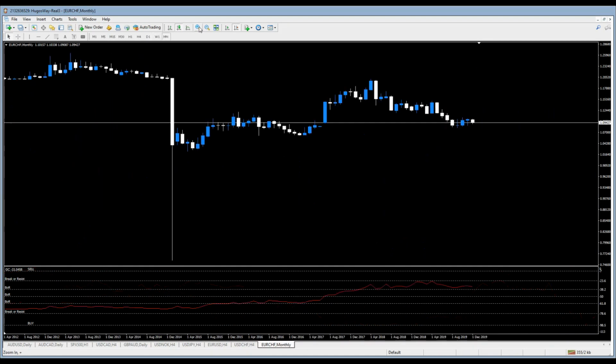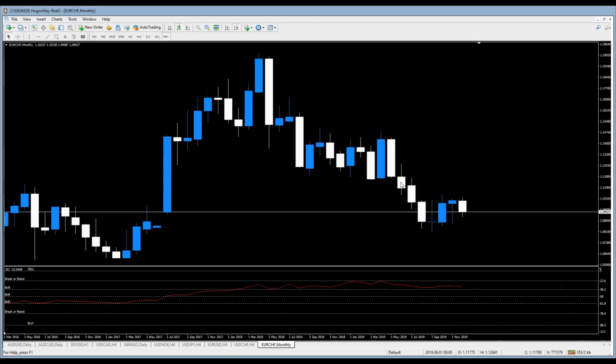And there is a lot of consolidation. There is loads of consolidation, right? So what we're going to do, I'm going to plot this, the high and the low of the month.